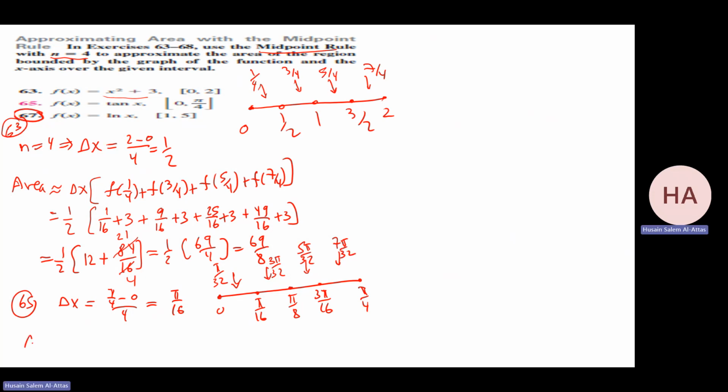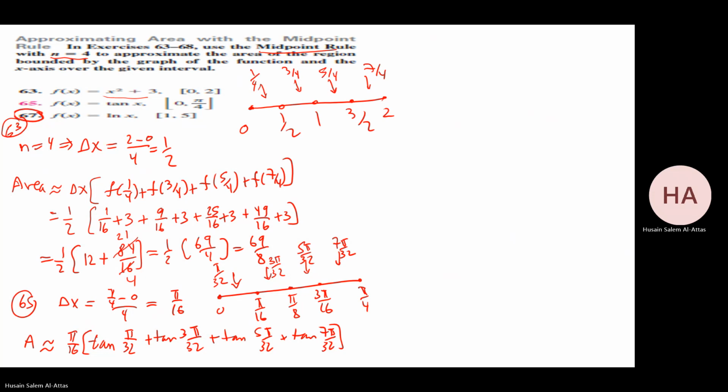Yeah, so your area will be approximately delta x, which is pi over 16. I choose the right endpoint, huh? The mid, actually. Tan pi over 32 plus tan 3 pi over 32 plus tan 5 pi over 32 plus tan 7 pi over 32, which is kind of approximate. Yeah, I leave it for you. You can leave it like this, or you need the calculator.